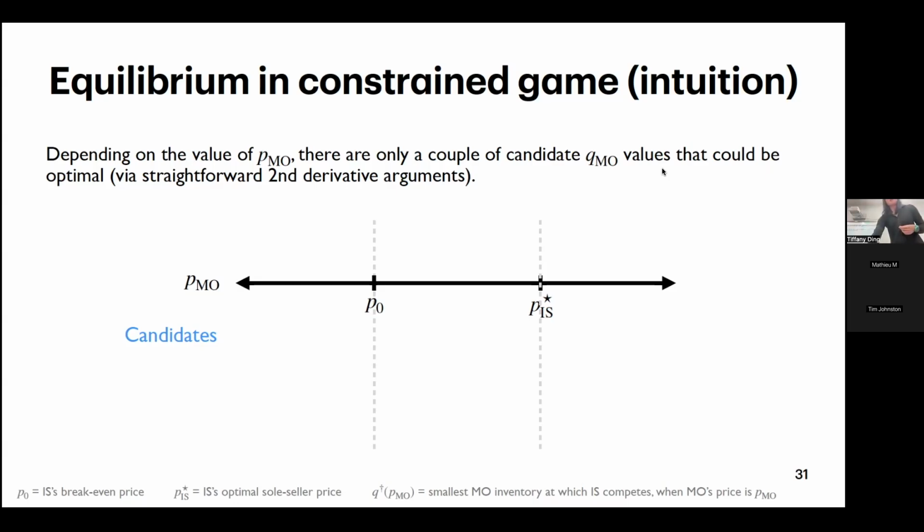For low prices, the only candidate is 0. For prices between P naught and P star, there are 3 candidates: 0, the Q dagger threshold, and Q dagger minus epsilon, just getting as close as you can to the boundary without actually being at the boundary. And then for large prices, there are 2 candidates: 0, and the quantity demanded at that price.